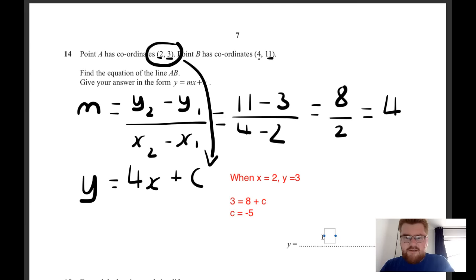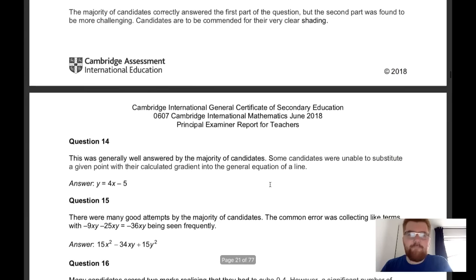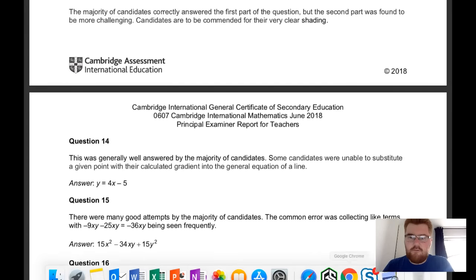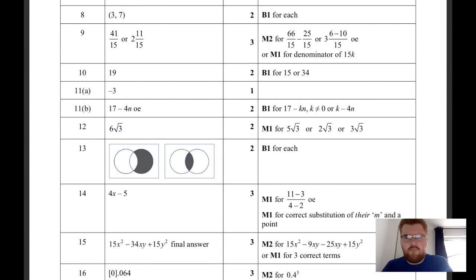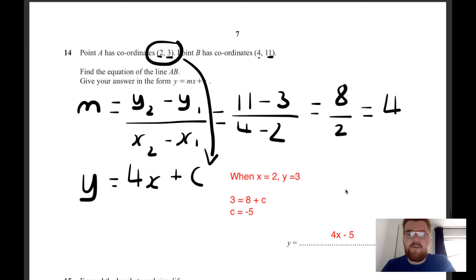Right, so our answer is y equals 4x, and now our y-intercept is minus 5, so the answer is y equals 4x minus 5. Strictly speaking, the y equals is already there, so 4x minus 5 is my answer. This was generally well answered by the majority of candidates, and some were unable to do the substitution I did at the end. That's a good point. I find some students do struggle with the whole coordinate geometry section of the course. But these questions come up quite regularly, so they're worth practicing, and also perpendicular bisectors.